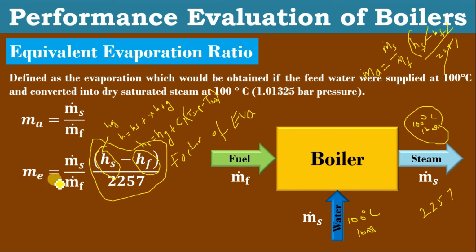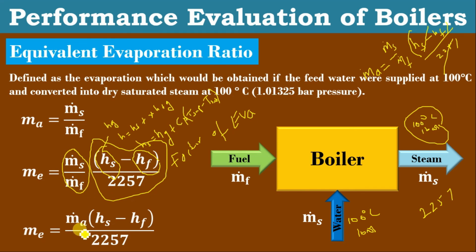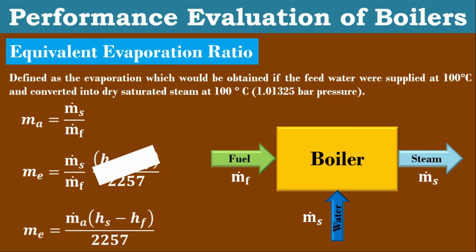Here we get the equivalent evaporation ratio higher than the actual evaporation ratio. This equation can be written as: this one is nothing but MA, that is M dot A times HS minus HF divided by 2257. This will give the equivalent evaporation ratio. This enthalpy difference is always the steam generated enthalpy minus the feed water inlet enthalpy. Always remember this difference.